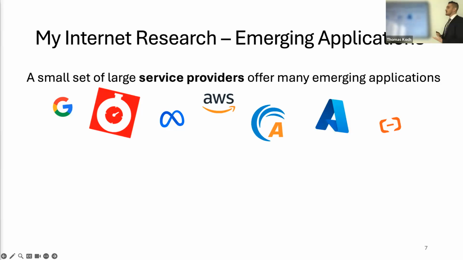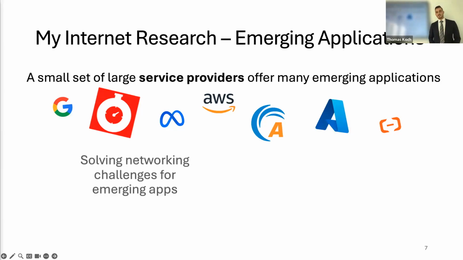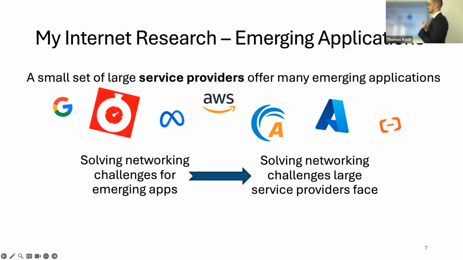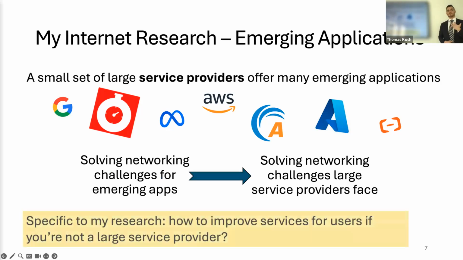And so when it comes to solving networking challenges for emerging applications, what that often means is actually asking ourselves, what interesting networking challenges do these players face, and how can I solve those? And so a challenge for me as a researcher is, well, I'm not one of these large service providers. So how do I know the challenges that they're facing? And how do I go and test solutions to those challenges?